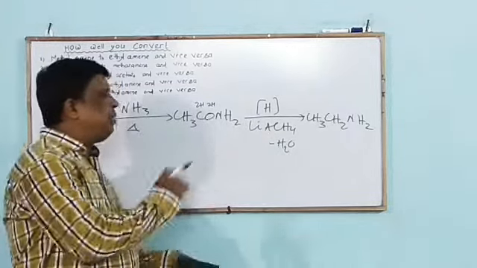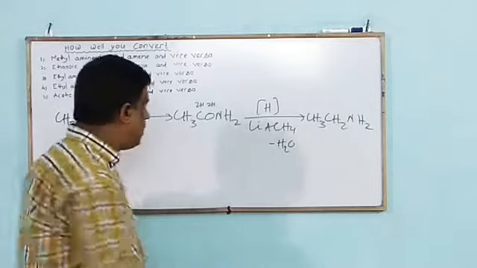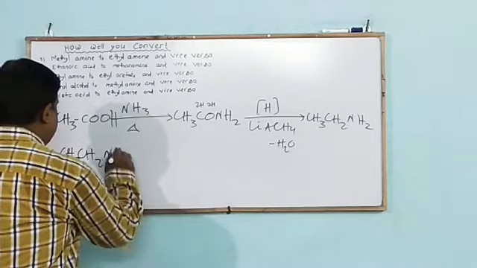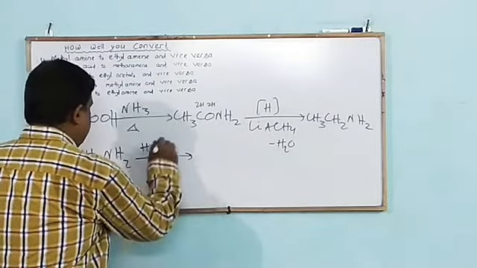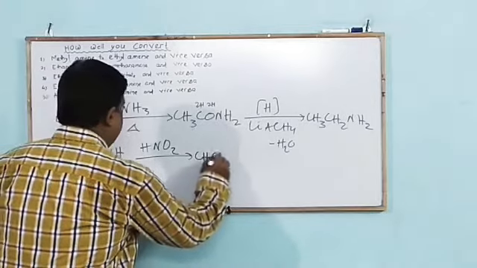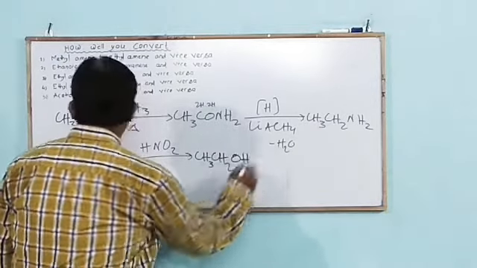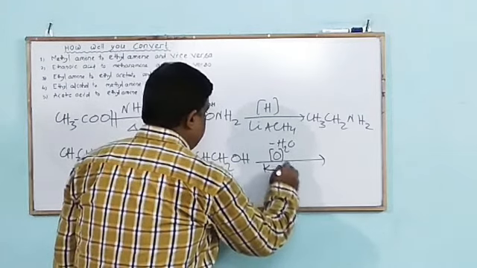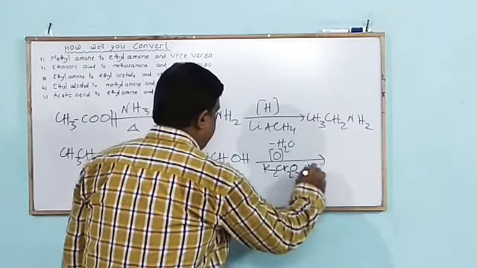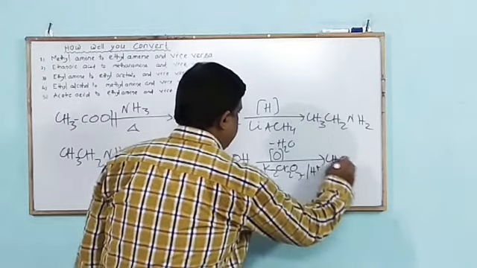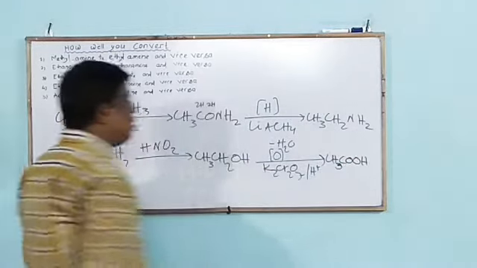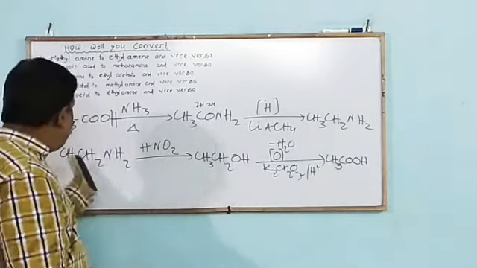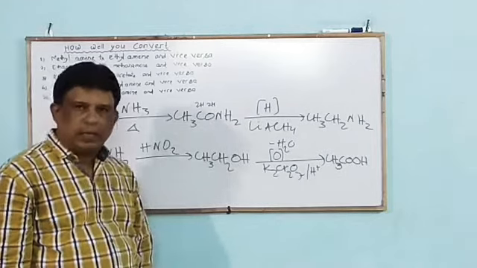Now ethylamine to acetic acid. Mark that. CH3CH2NH2 reacts with nitrous acid to form ethyl alcohol. When ethyl alcohol undergoes oxidation in presence of acidified potassium dichromate, it forms acetic acid. So in this way, acetic acid is converted to ethylamine and ethylamine is converted to acetic acid.